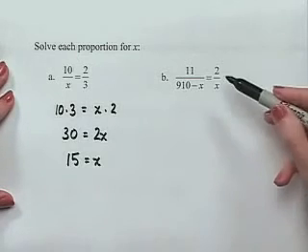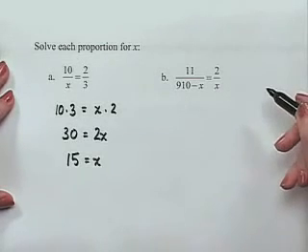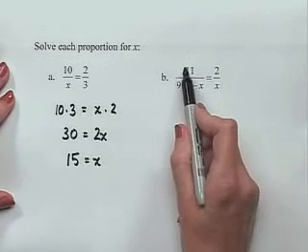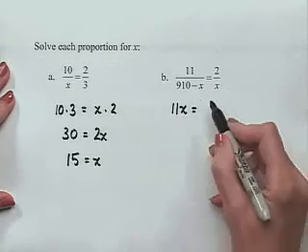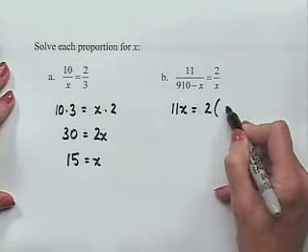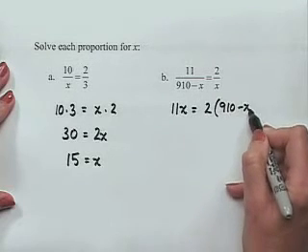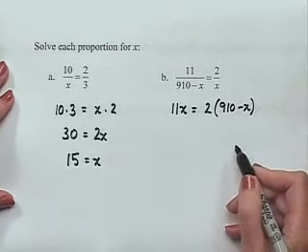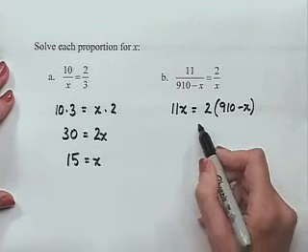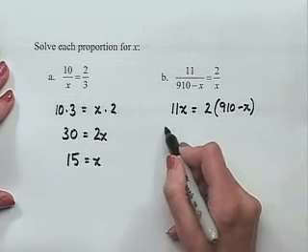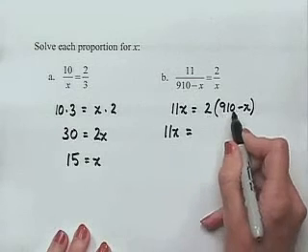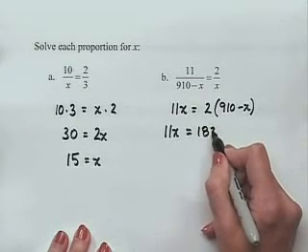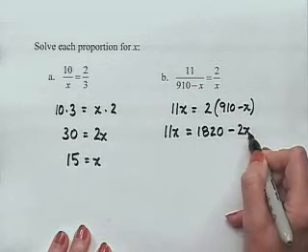In part B, we have 11 divided by (10 minus X) equals 2 divided by X. Using our cross multiplication, we multiply 11 times X. That's going to equal the product of 2 times (10 minus X). Now, to evaluate this, we're going to use our distributive property of multiplication over subtraction. That's going to give us 11 times X equals 2 times 10, which would be 20, minus 2X.